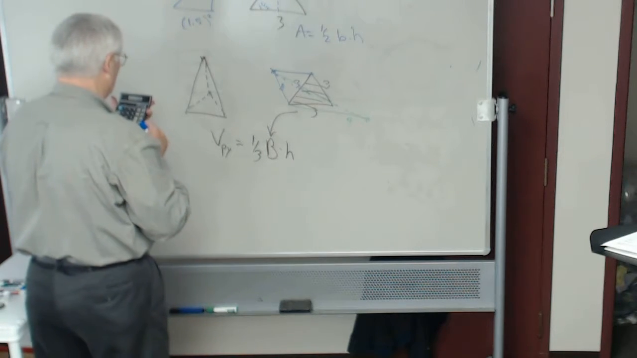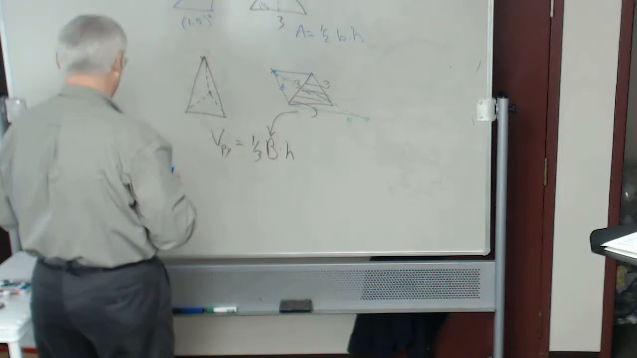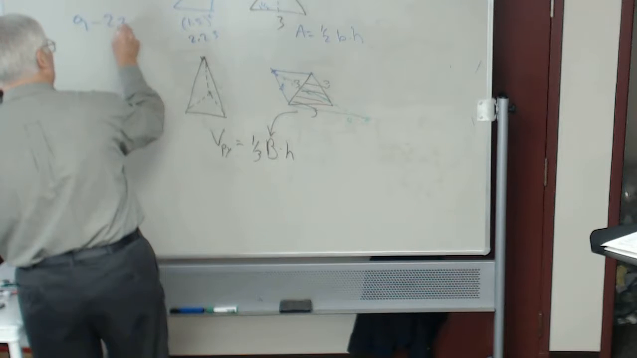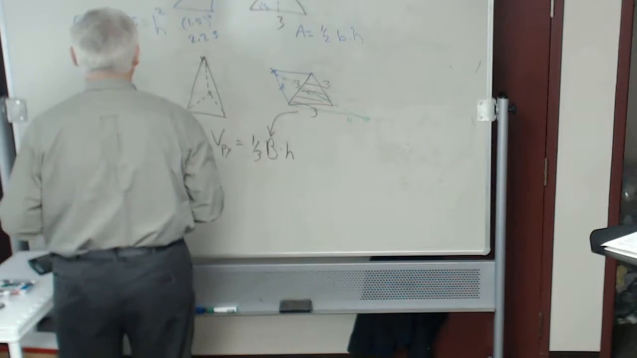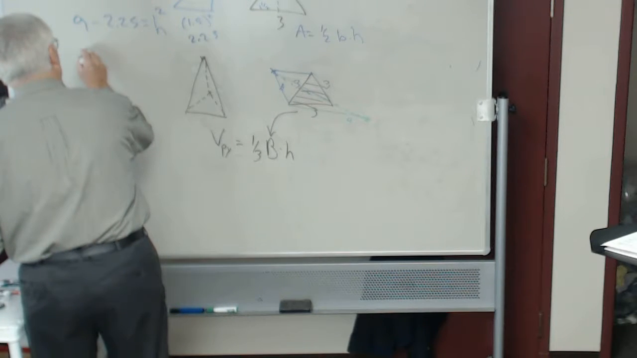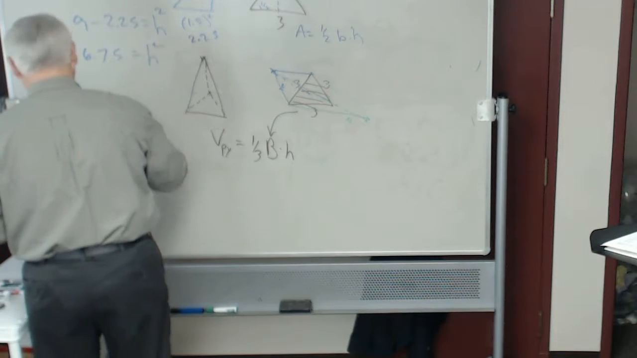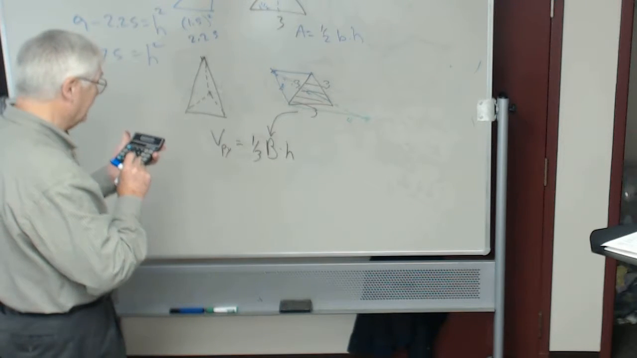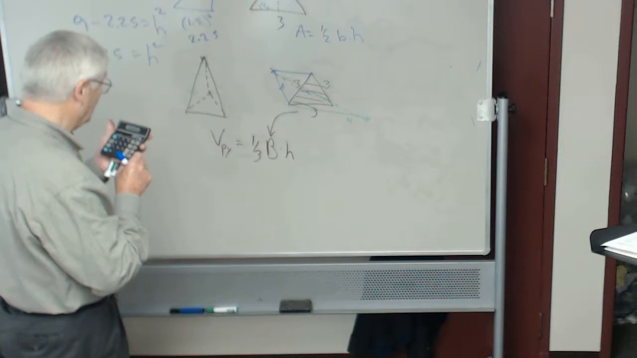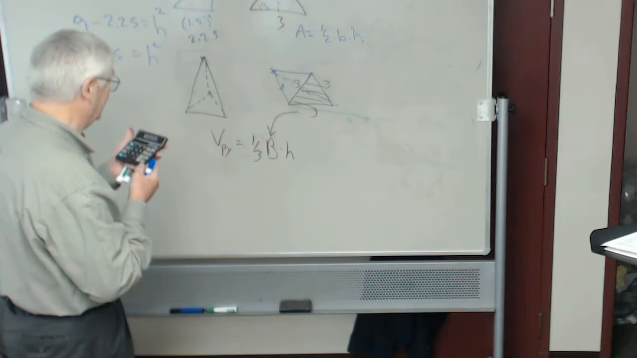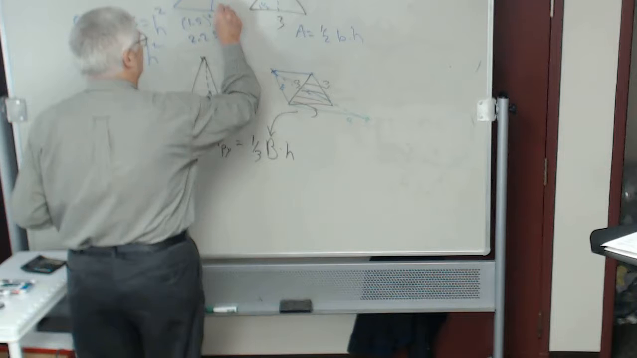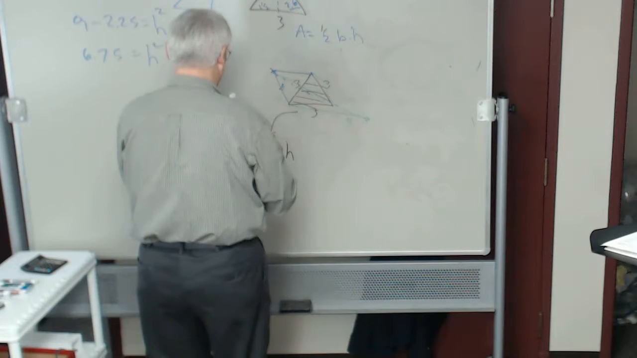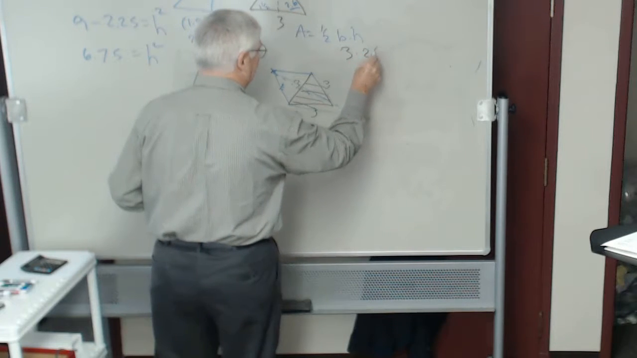Equals 2.25? 2.25. So 9 minus 2.25 equals the height squared. So that's what? 6.75 is h squared. Did I do that right? 9 minus 2.25, 6.75. What's the square root of that? 2.598, 2.6. So the height is 2.6. So the area is 1/2 times 3 times 2.6.